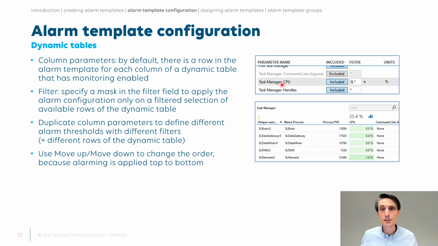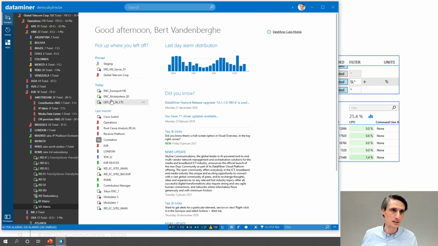So in this case, we have the task manager with the CPU load here on the processes, and we can activate this checkbox and the whole column will be activated for monitoring. Let's maybe do that already. I'll immediately come back to the filtering here.